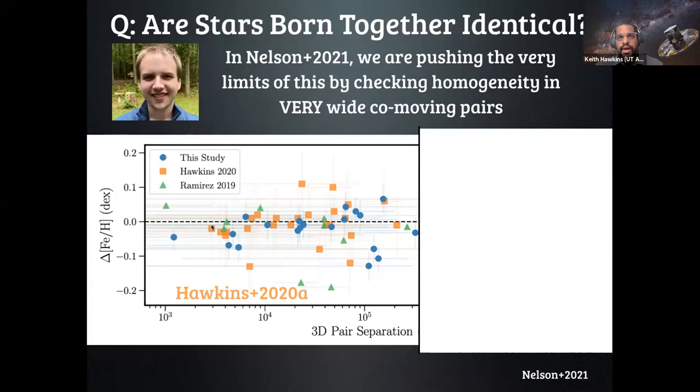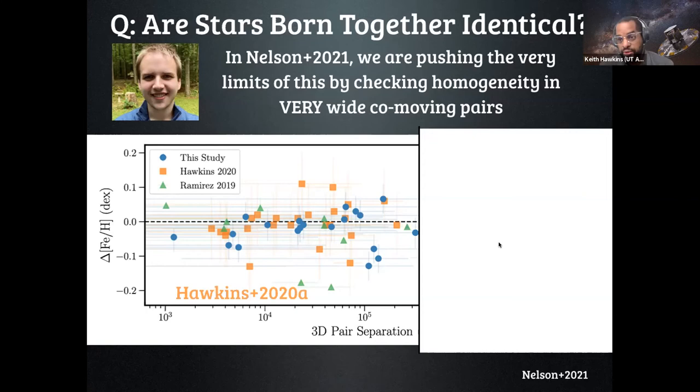In the study from 2020, we actually extended the separation. What I initially, naively thought was that as the stars become further and further apart, you have more of a chance of chance alignments, and so you would tend to see less homogeneity. So in this diagram, you might expect the stars to be centered at zero, but with a very large dispersion, with that dispersion increasing with increasing separation. But that's not what we found.